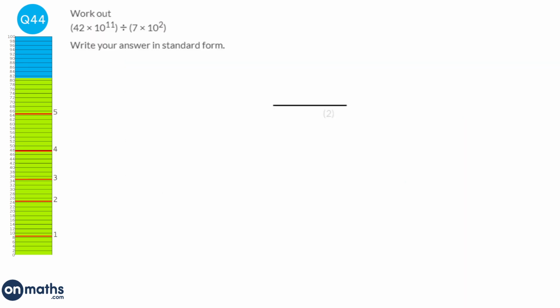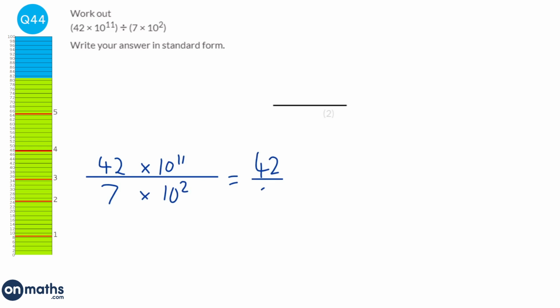First thing I can do with this question is write it as a fraction, because divide just means over. So we're going to have 42 times 10 to the power of 11 over 7 times 10 to the power of 2. And we can actually split those fractions up. So we've got 42 over 7 times 10 to the power of 11 over 10 to the power of 2. And you can see we're just doing it separately.